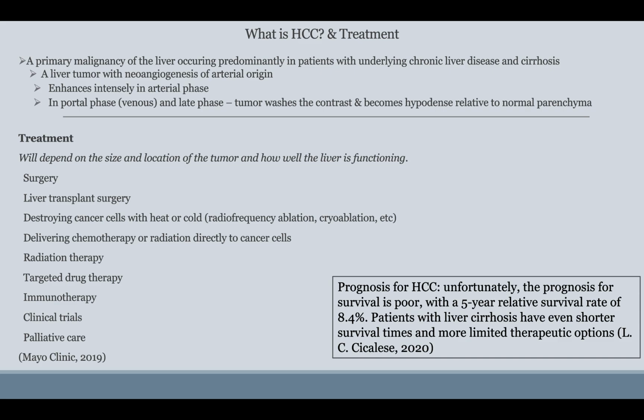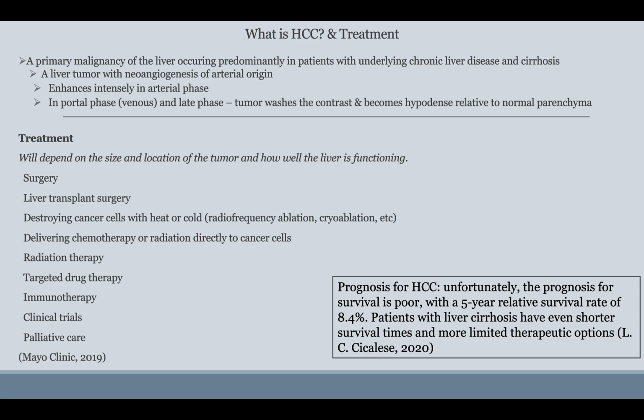And other options for treatment include a liver transplant surgery, so taking the whole liver out, radiation therapy, chemotherapy. But ultimately, this would be something that the patient discusses with their primary care physician.